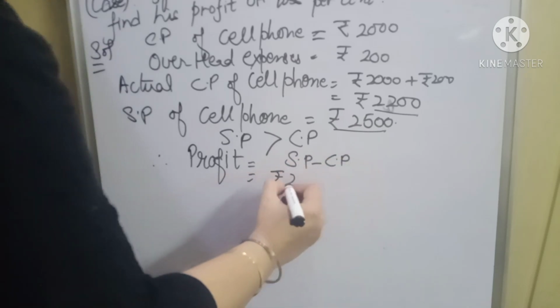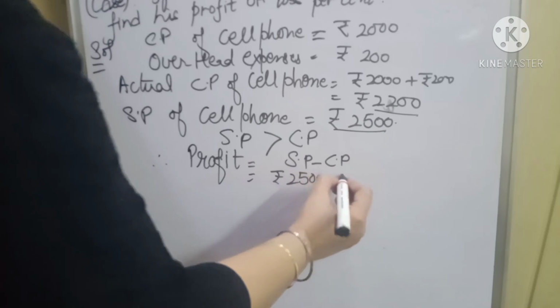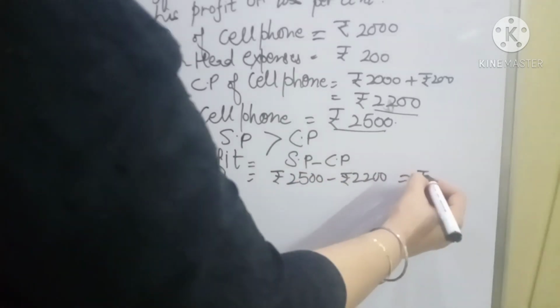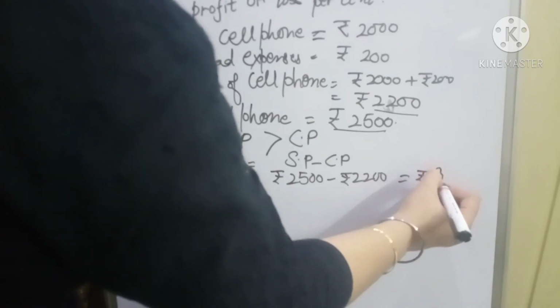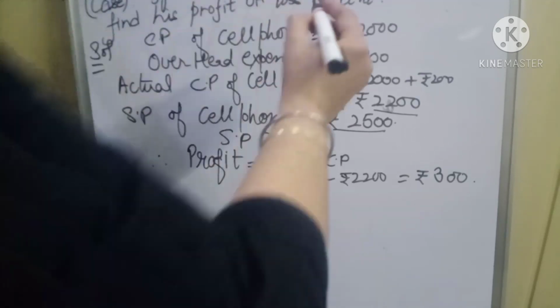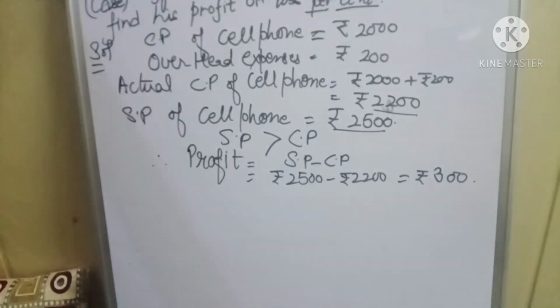SP is rupees 2500 minus 2200, that is equal to rupees 300. So, is this sum complete? No, because they are asking profit or loss percent. So, we have to find the percent.